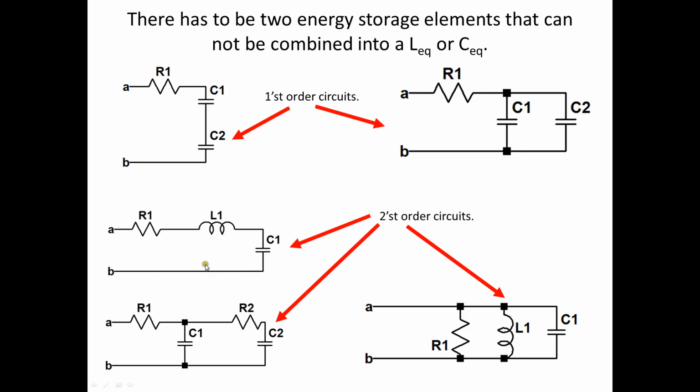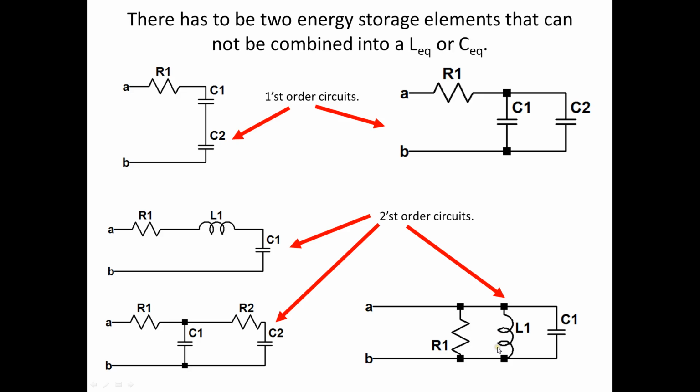But when we come down here, we have two energy storage elements, L1 and C1. They're in series, they're different elements, and so they can't really be combined. So that's a second order. Here it's made up of capacitors separated by a resistor, so there is no equivalent resistance here as well. So that's a second order system.